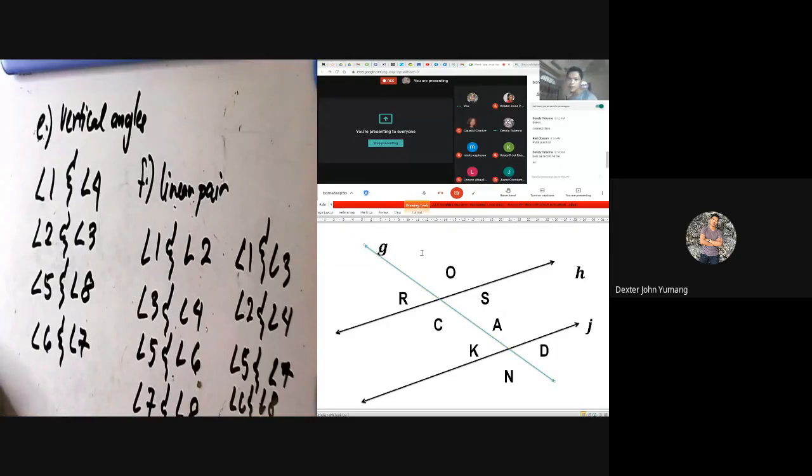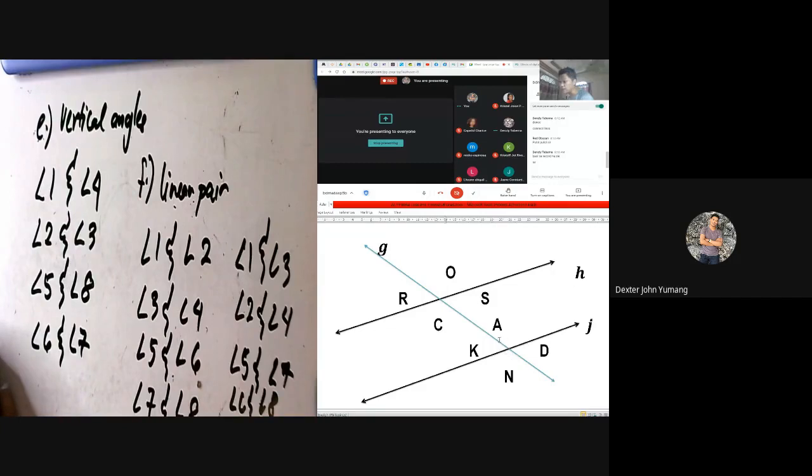Okay. The color blue is the transversal and the color black line is the parallel lines. So, line H yung isang linya, line J yung isang linya. Si transversal, si line G. Next, yung mga angles na nabuo, R, O, C, S, K, A, at saka N, D.